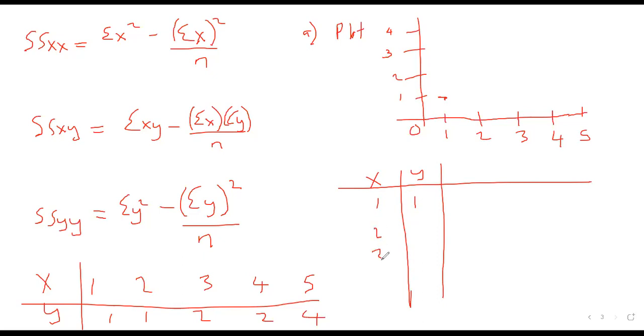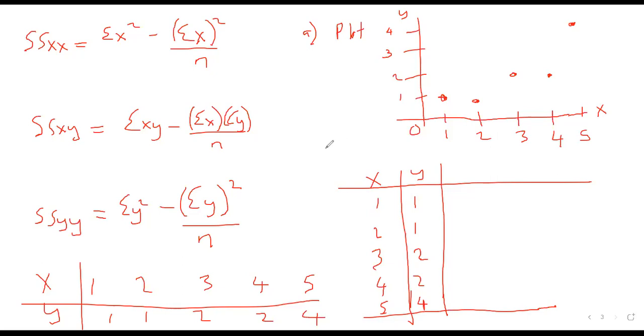1, 2, 3, 4, 5. And here is 1, 1, 2, 2, and 4. So this is 2, 1. So you put here 2, 1. This is 3, 2. 3 under 2 here. And finally, 4, 2 and 5, 4. So you can tell it's an upsloping. It's going upwards. It's a positive upsloping.